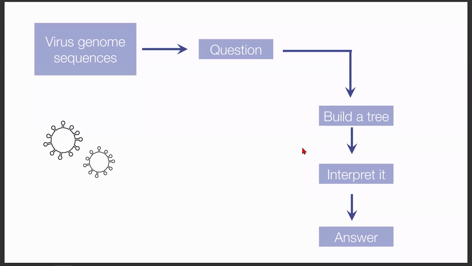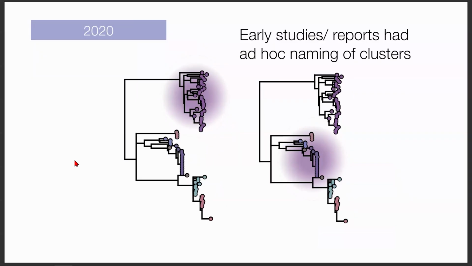And so for SARS-CoV-2, from very early on, this was happening. People were getting genome sequences, building trees, and arriving at answers. But in a lot of the early studies, there were lots of independent studies going on, and a lot of the studies didn't correspond particularly well to each other, and they had fairly ad hoc naming of clusters, as we saw.